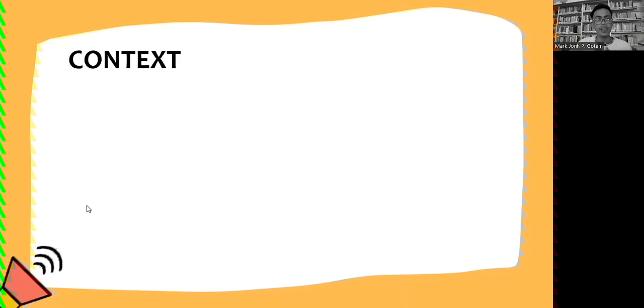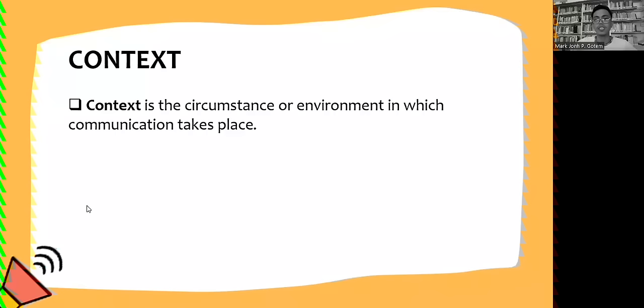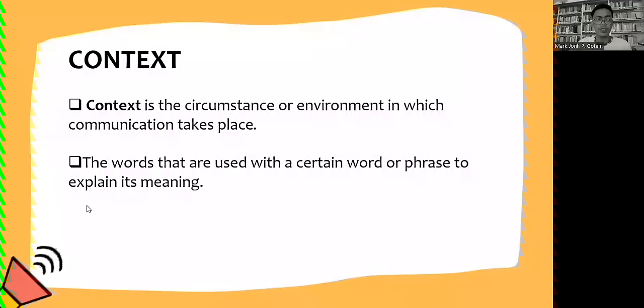Context is the circumstance or environment in which communication takes place, or the words that are used with a certain word or phrase to explain its meaning. Ang timanalan ninyo kung unsa ang context, ang environment, or ang setting, asa na siya. Therefore, context refers to the setting in which communication takes place. The context also helps to establish meaning and can influence what was said and how it was said. And that is context. Remember, context is a setting or an environment in which communication takes place.